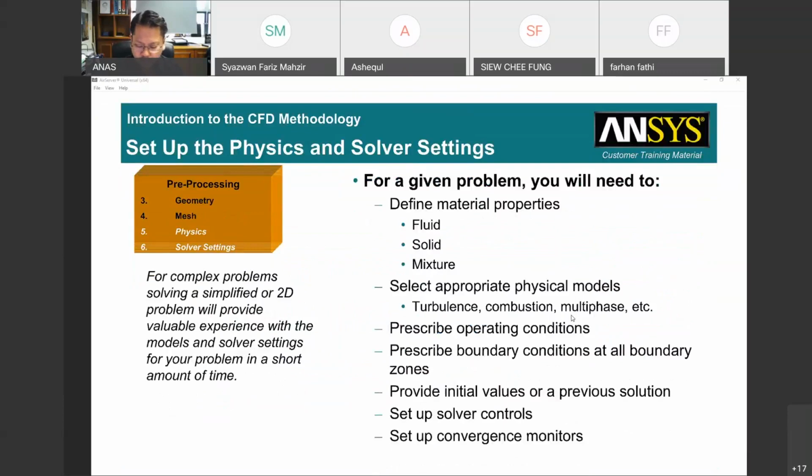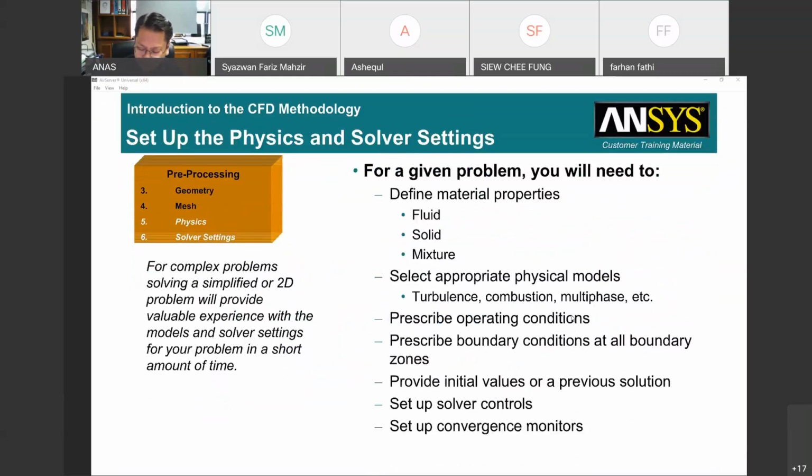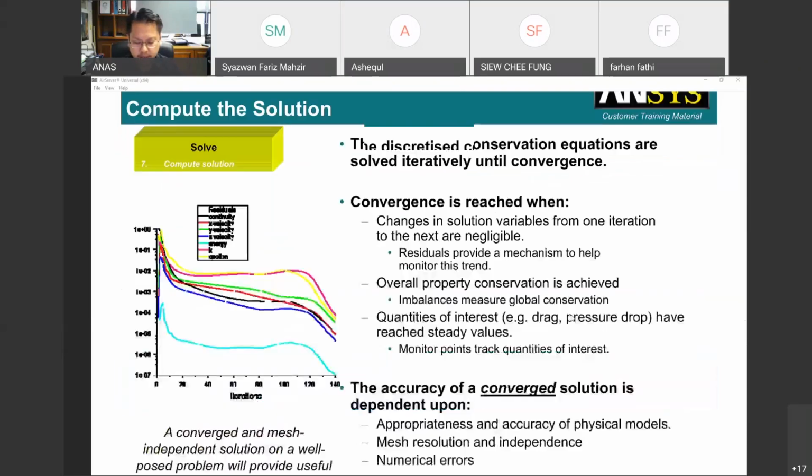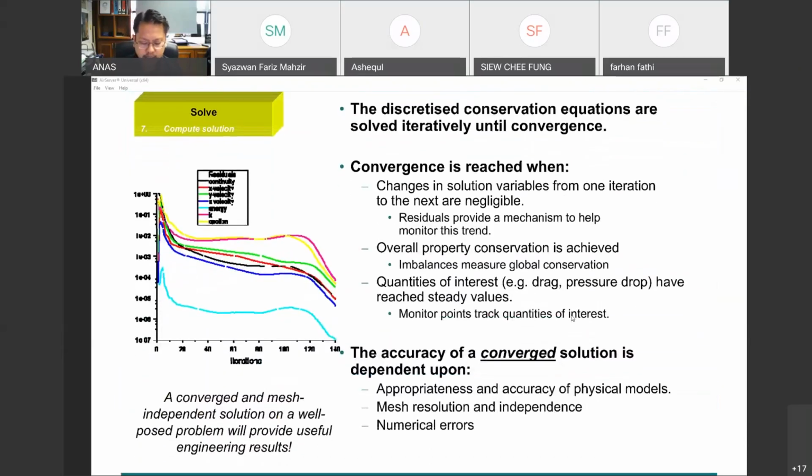For the physics and the solver, you need to define the properties of the fluid, for example, whether it's all water or an interaction between water and air, and so on. You need to select appropriate physical models. Is it a turbulence model? And if you want to look at heat transfer, you need to activate the energy equation. Operating conditions and boundary conditions are very critical, as are initial values, solver control, and convergence monitors. So we discussed this.